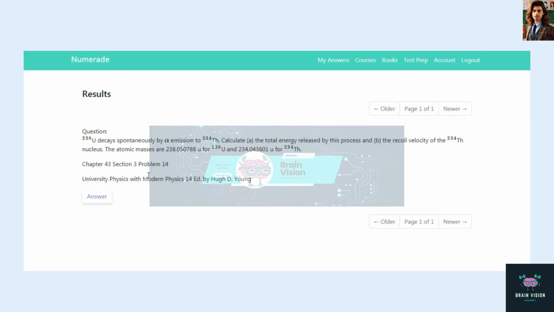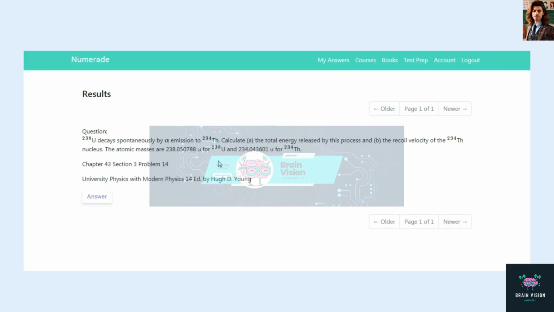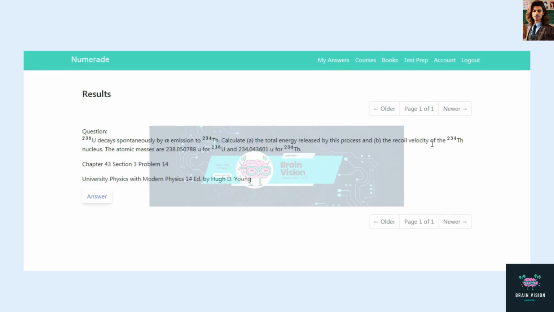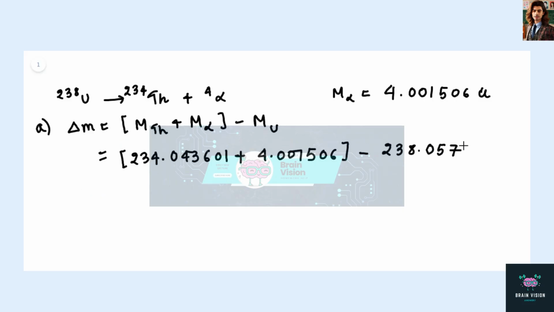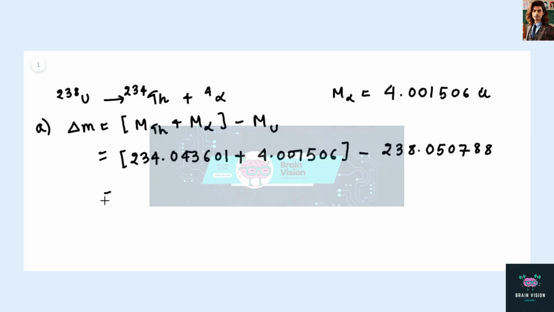So the thorium mass is 234.043601, and the alpha particle, as we just saw, 4.001506, and the uranium mass is 238.05. Okay, let's do this math.